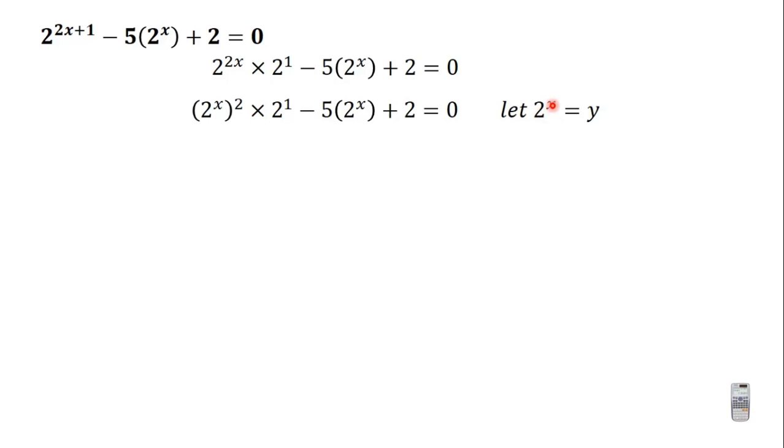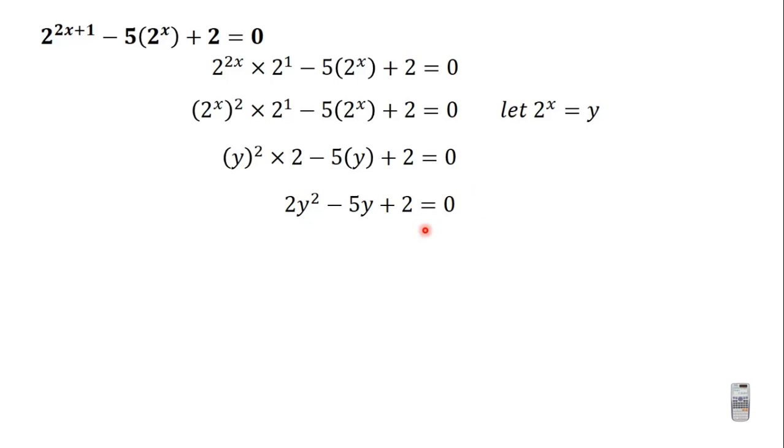So let 2 exponent x equal to y, which means that where we see 2 exponent x, you replace it with y. This will give us y exponent 2 times 2 minus 5 into bracket y plus 2 is equal to 0. When we simplify this, we will have 2y squared minus 5y plus 2 is equal to 0. We have another quadratic equation on our hands.